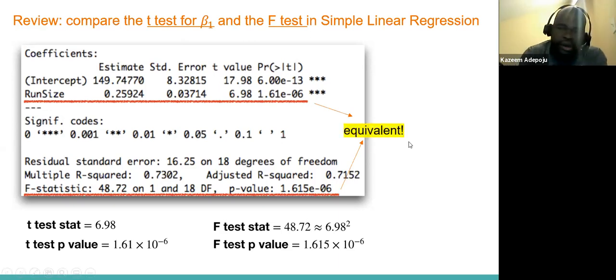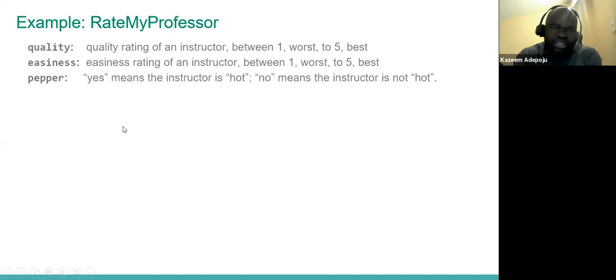Like I said, the two of them are actually equivalent. Now I want to have another example right now. Do you remember the professor data set that we used the other time, where I think we used two variables, clarity and quality? So I want us to revisit the data set now.